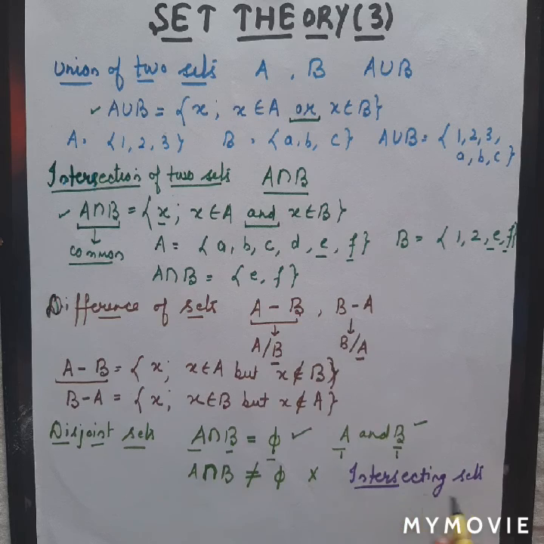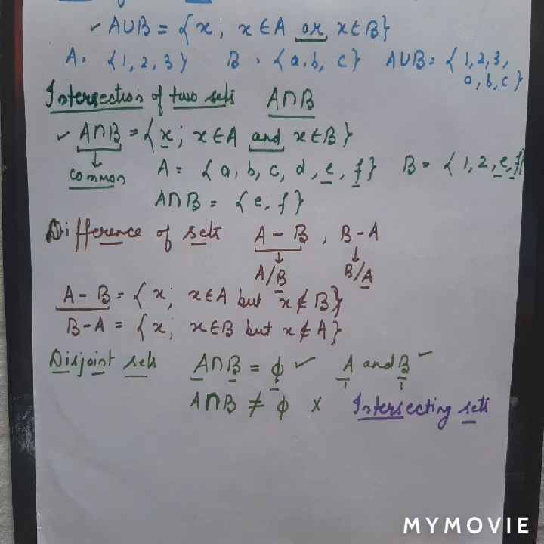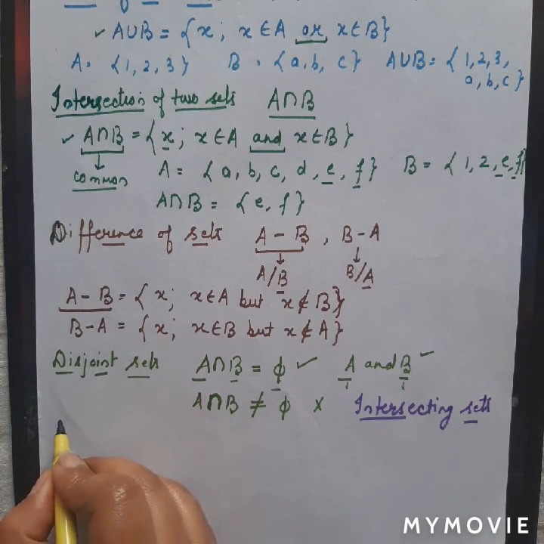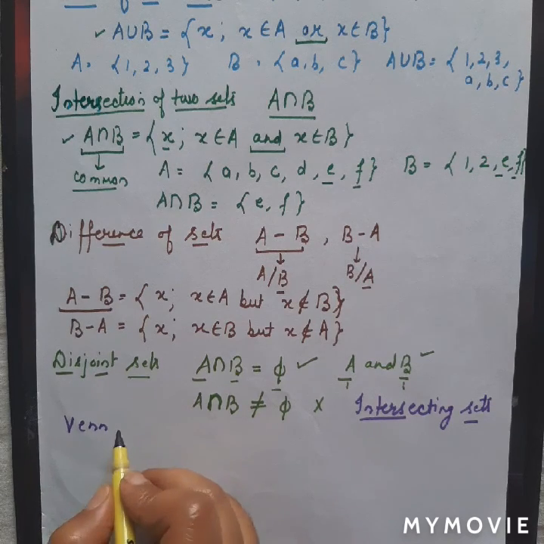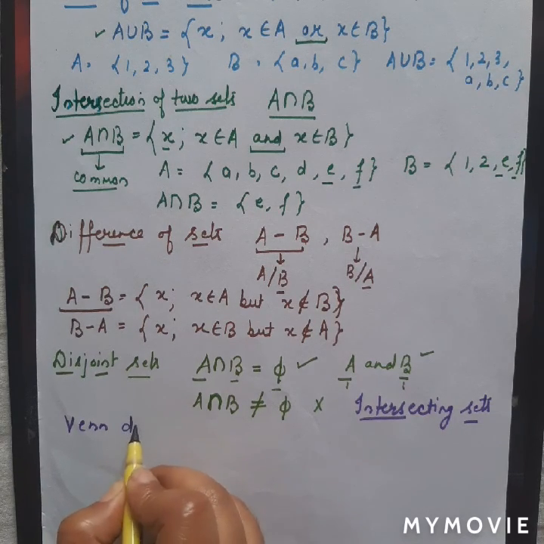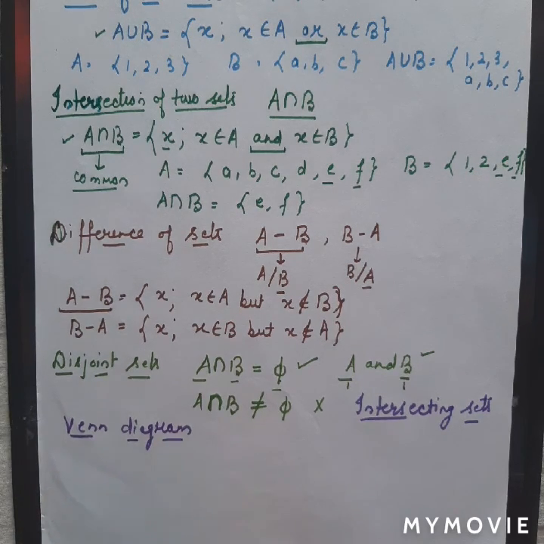Fine. So any two sets which intersect, those sets have intersection not equal to phi. And I just want to represent all these elements through a Venn diagram. If you know how to represent sets on a Venn diagram, then it will be easy for you to understand all these definitions through the Venn diagram.